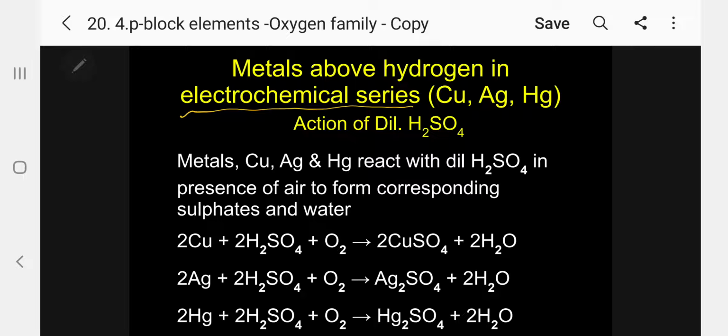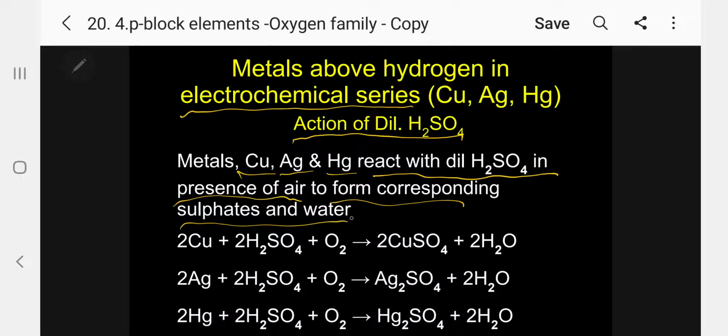So, let me give here the action of dilute sulfuric acid. The metals copper, silver, mercury react with dilute sulfuric acid in the presence of air to form the corresponding sulfate and water. Kindly follow above the reduction potential. Copper and silver are the coinage metals. So what will happen now? They react with dilute sulfuric acid to give copper sulfate and water, silver sulfate and water, and mercury sulfate and water. So this is the product formed.